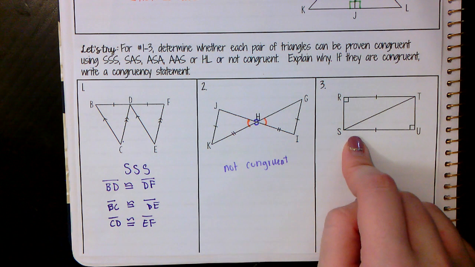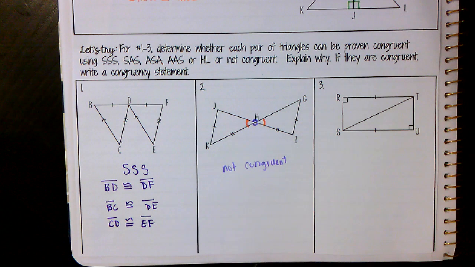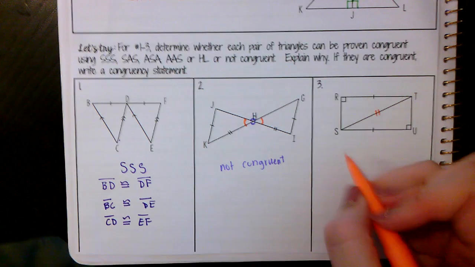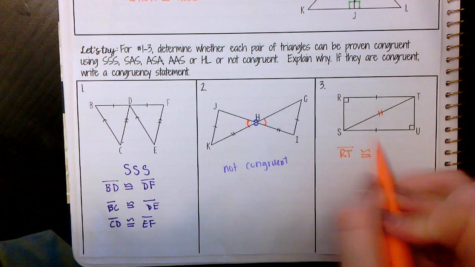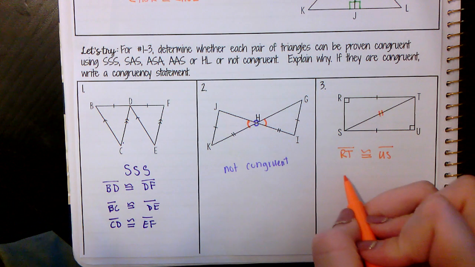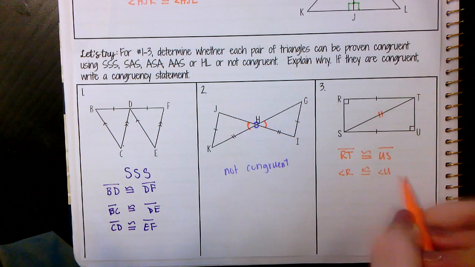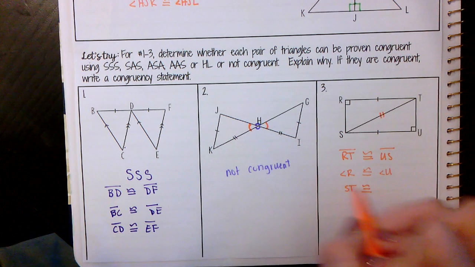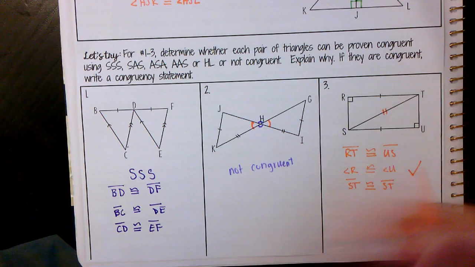And then this last one, they both have a right angle. They're both sharing the hypotenuse, which means that the hypotenuse is the same for both. And they both have a similar leg. So we can say that RT is congruent to US. Angle R is congruent to angle U. And ST is being used in both. So, yep, it's congruent.